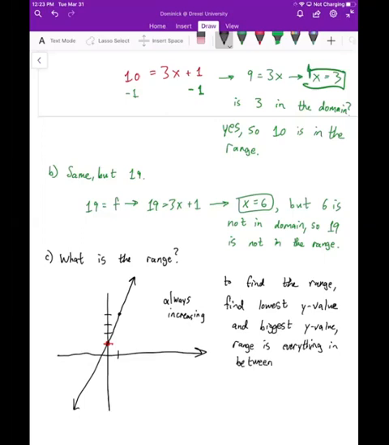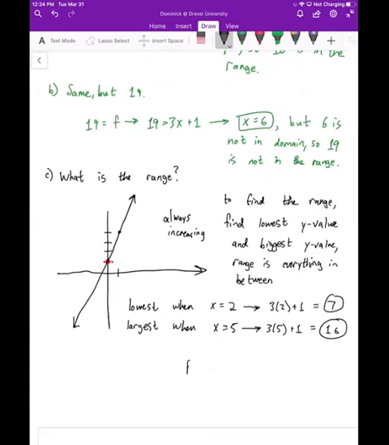We're going to get our lowest value when x is the smallest possible value, and that's 2 in this case. So we get 3 times 2 plus 1, which is 7. So that's our lowest y value. We're going to get our largest y value when x is largest possible, which in this case is 5. So we get 3 times 5 plus 1, so 16.